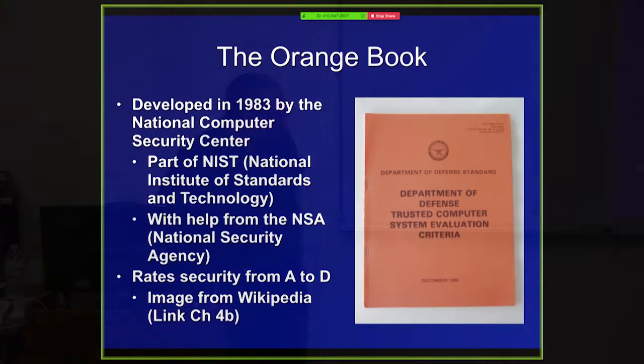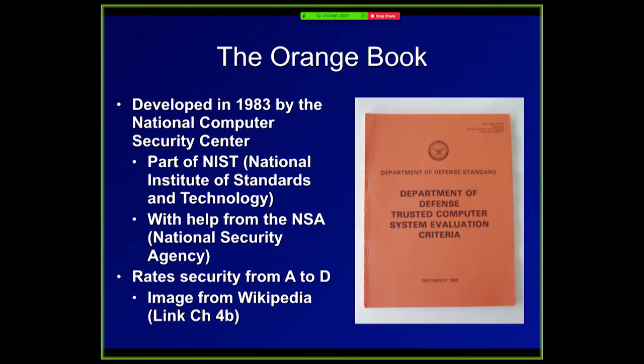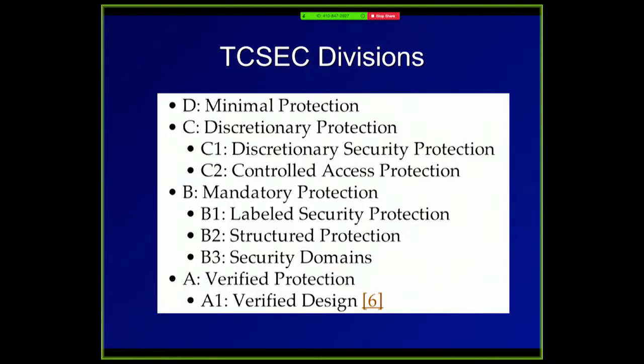So that is the glorious Orange Book, part of the National Institute of Standards with the NSA, which I think at this time was not admitting it existed. But anyway, this rates security from A to D. So D is minimal protection, like Windows 95. You don't even have to log in. There's no permissions on the files. If you can touch the box, you can do anything with all the files.